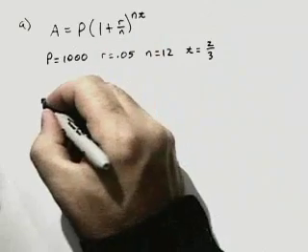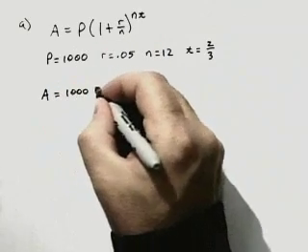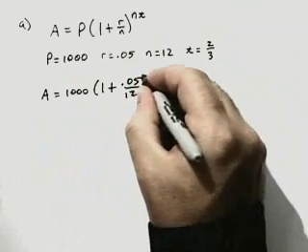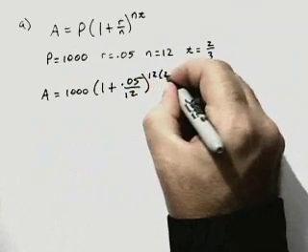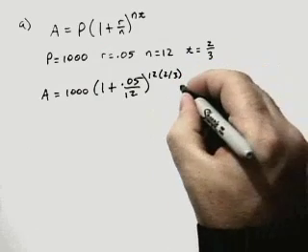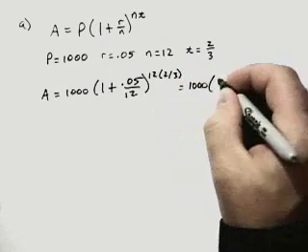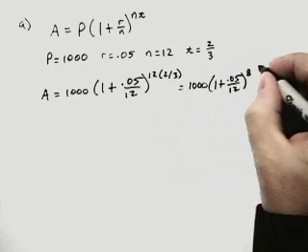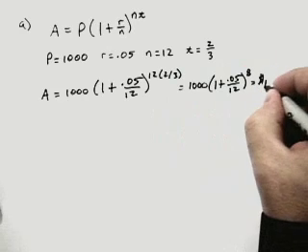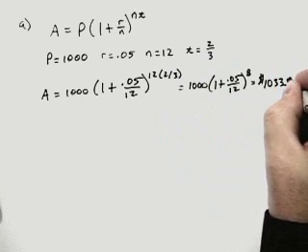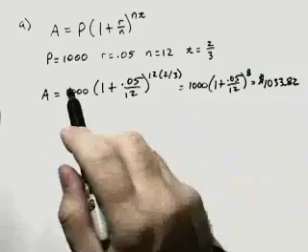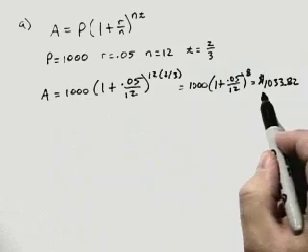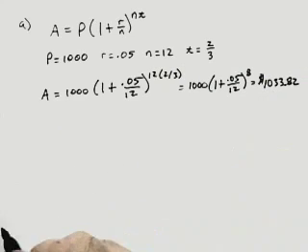If we plug in the values, we get A is equal to 1,000 times 1 plus 0.05 over 12, raised to the 12 times 2/3 power. That will give us 1,000 times 1 plus 0.05 over 12 to the 8th power, which is $1,033.82. So if we invest $1,000 at 5% compounded monthly, in 8 months we will have $1,033.82.